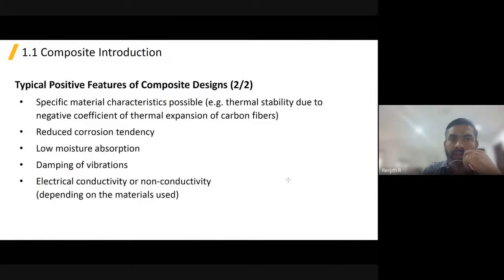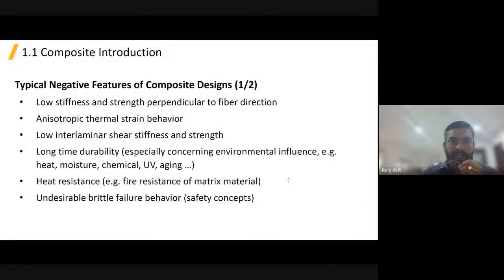Then, one second. The negative features, actually, I will step through the slides quickly because I think the 2 hours is given to me. So I want to complete the first session in 1 hour and the second session in 1 hour. So I will rush through the slides.